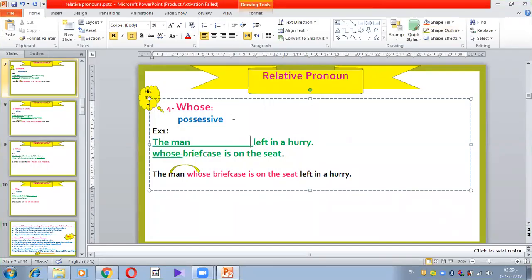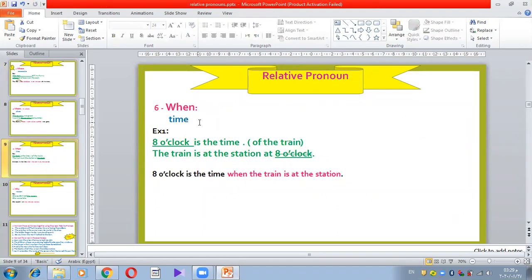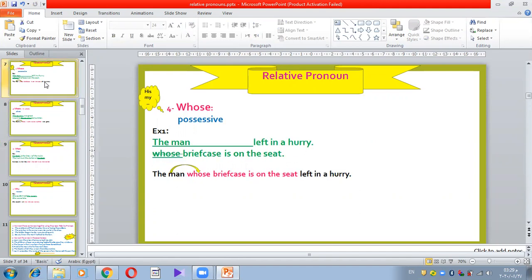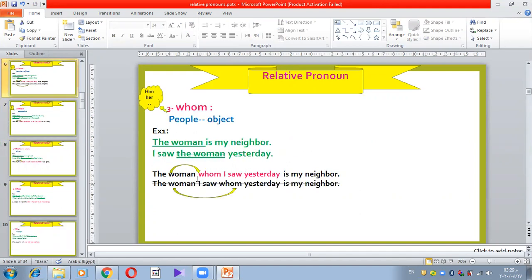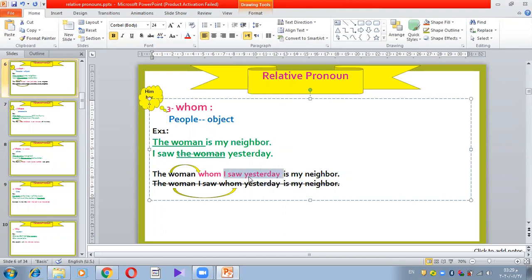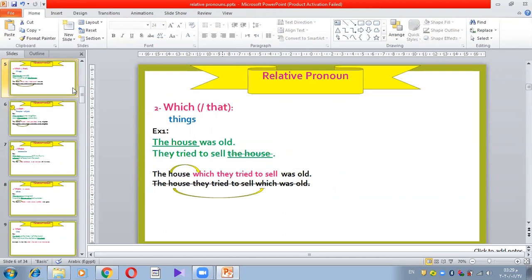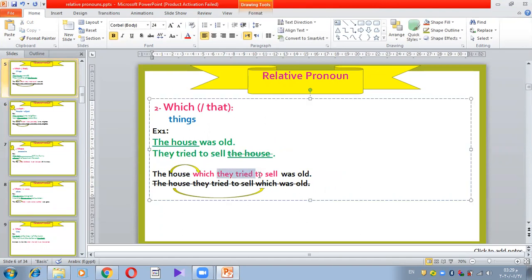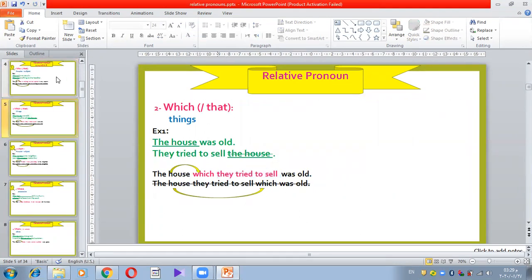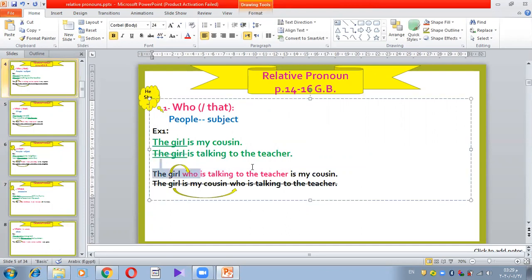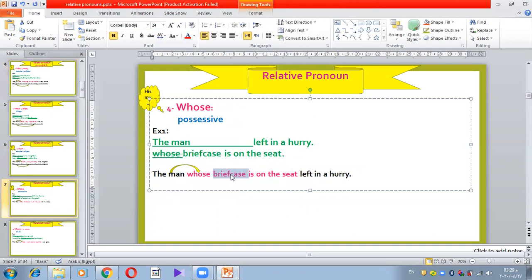I want you to notice something, guys. The only relative pronoun that is gonna be followed by a noun is whose only. So whose briefcase, do you see what's after whose? Noun. So have a look at whom, for example. You have what? A complete sentence, not a noun. Okay, what's after which? Subject and verb, a sentence as well. Okay, let's see what's after who. The verb and then the rest of the sentence. But whose is the only one that can be followed by a noun.